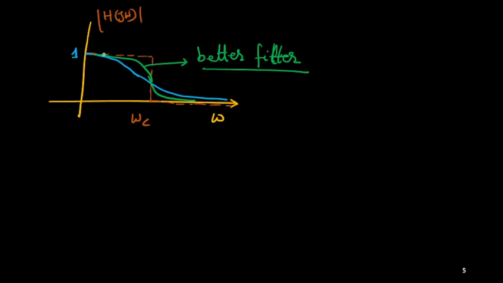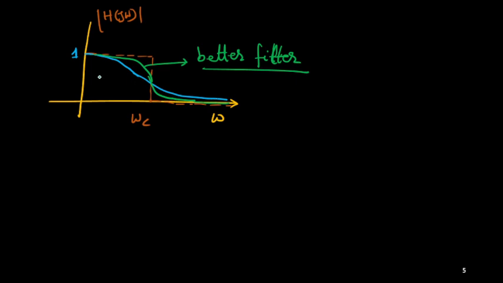Because it is almost flat after a certain point omega c, and beyond that it sharply reduces, going towards 0. So to get a better filter we need to include more energy storing elements. That is the important thing. So capacitor and inductor are a must in a circuit. Using only capacitors and inductors we can design filters, but how to use those kinds of filters?